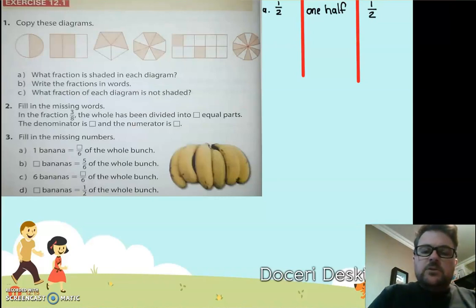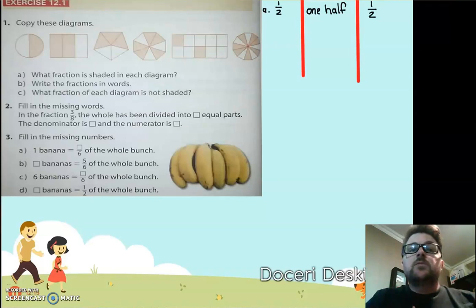Question 2, you're just going to complete that word sentence. I'd like you to write the sentence out in full, and the fractions that you write in, I want you to underline them in a green pencil.